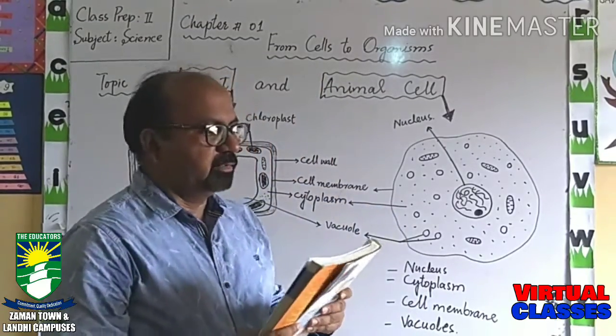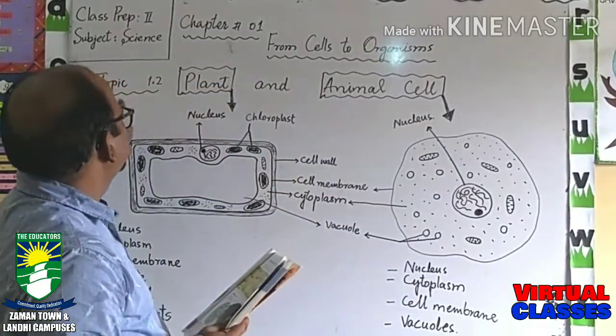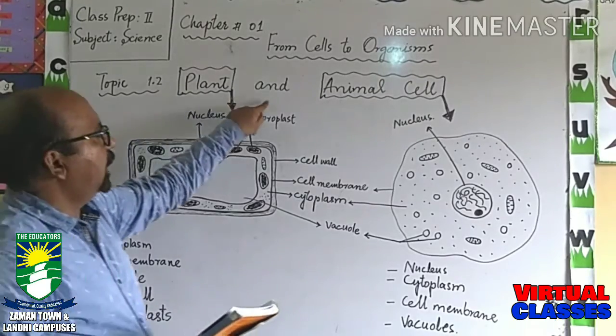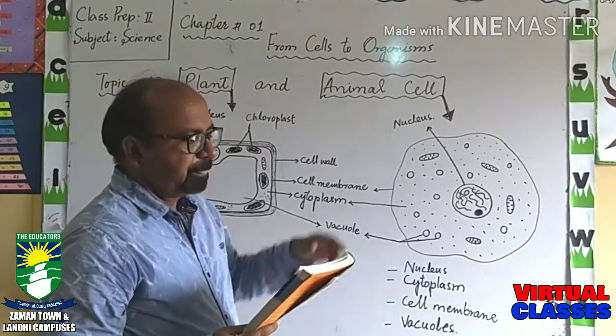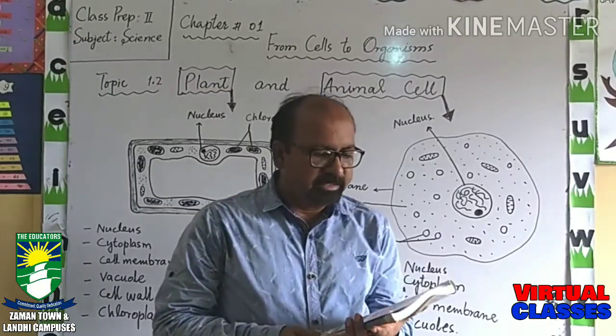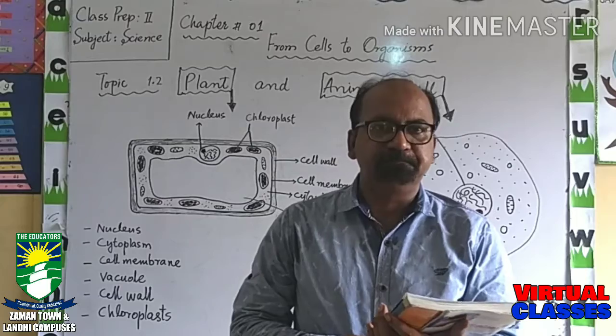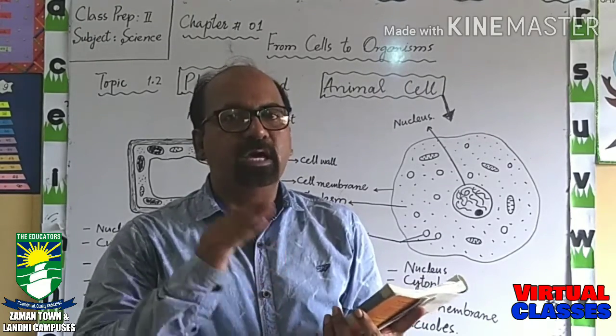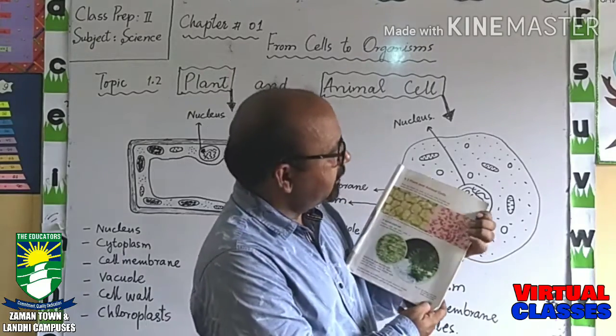The second topic of this class, this chapter is topic 112, plant and animal cell. When we talk about the plant and animal cell, they are different. Some characteristics of plant and animal cells are similar, but some parts are different from each other. See the book, page number 7.